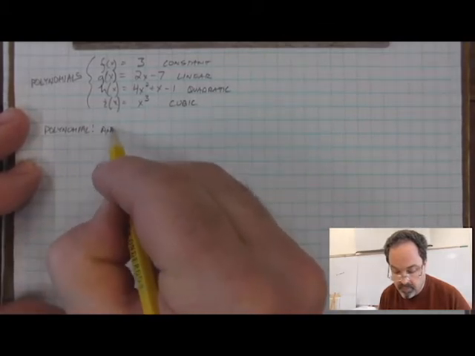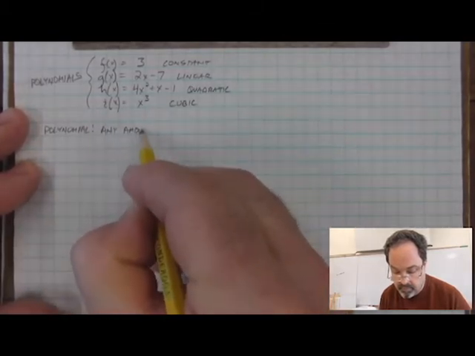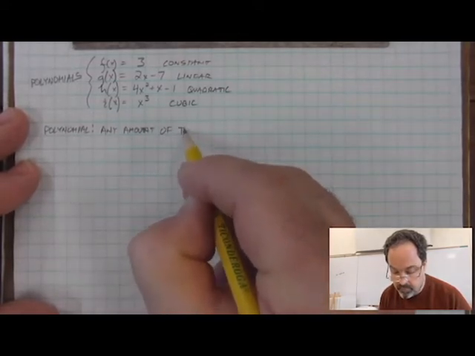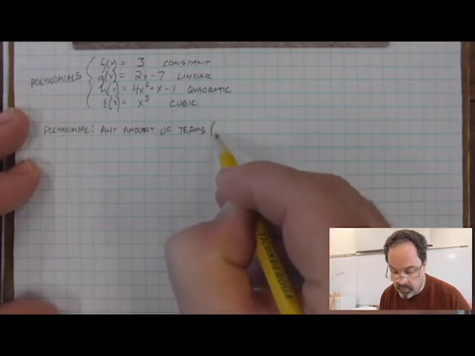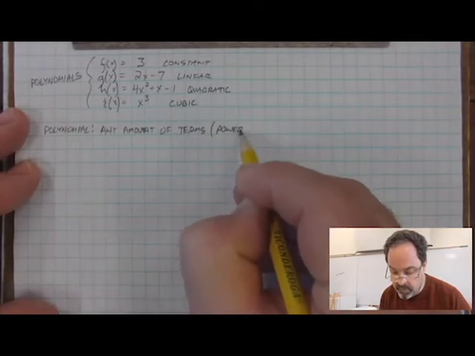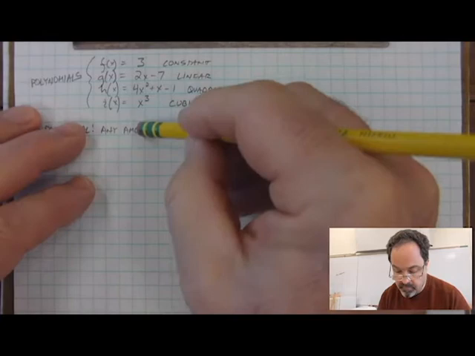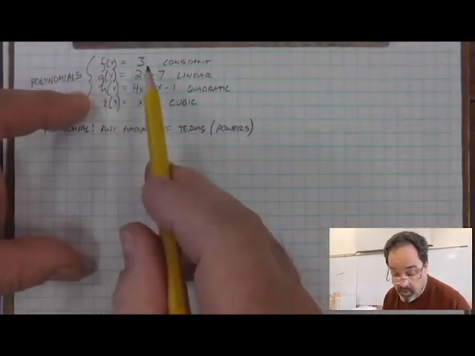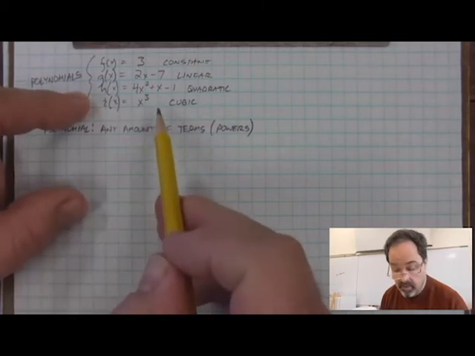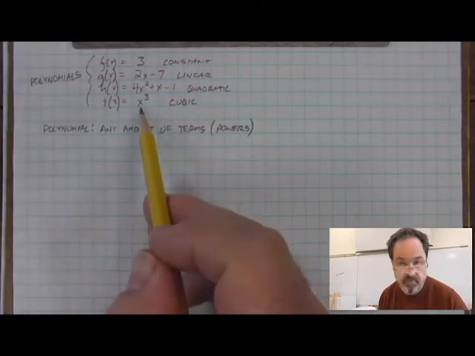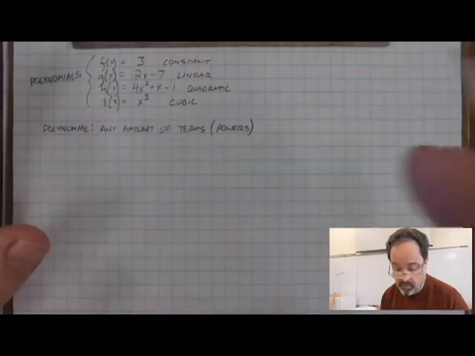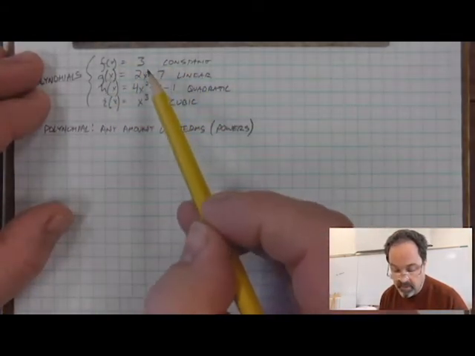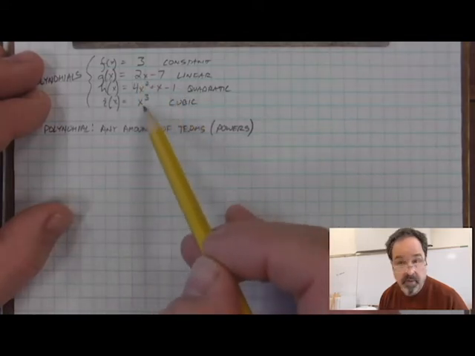Polynomials may have any amount of terms, and those terms are powers. If we take a look at our functions here, and these are not the only polynomials possible, we could keep going with this list and have a power term that has x to the fourth, x to the fifth, and so on. But the ones that we have listed here, we can see that every term is a power.